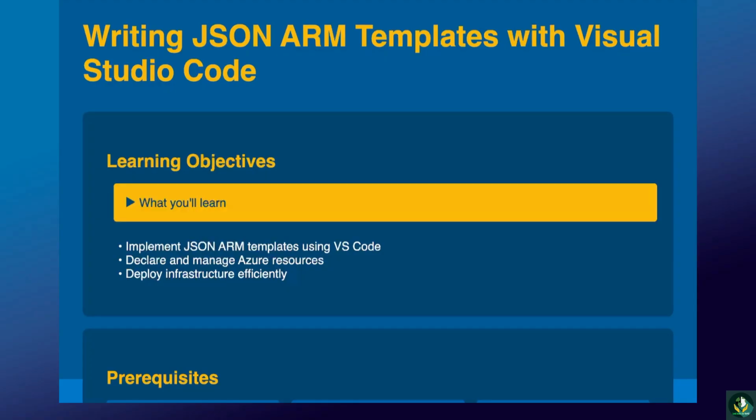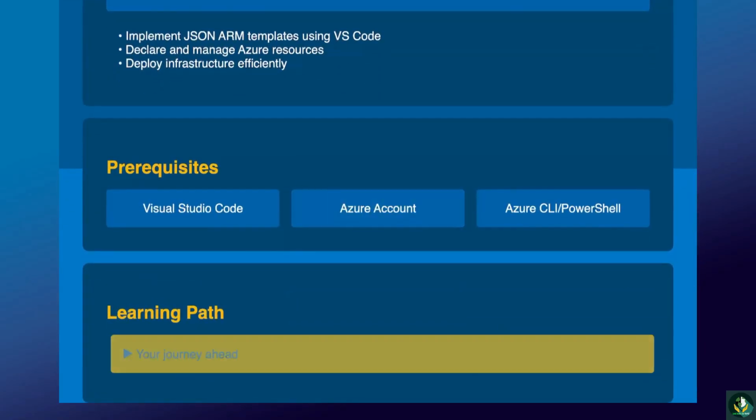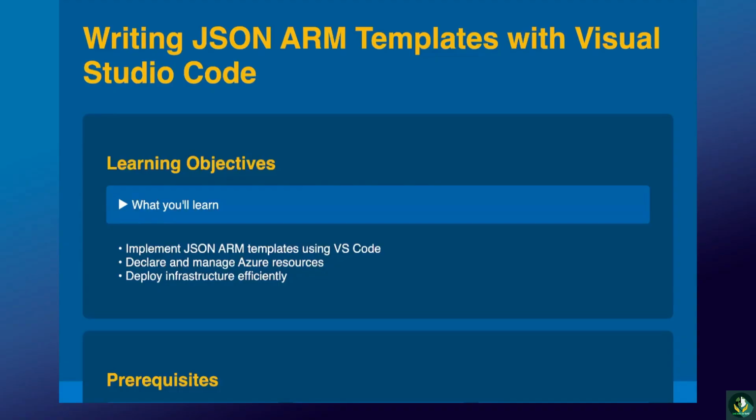And we'll start looking at learning objectives for this module. So by the end of this module, you'll be able to implement a JSON ARM template using Visual Studio Code, leveraging its powerful editing and validation features. You'll be able to declare resources in your template, adding flexibility by incorporating parameters and outputs to customize deployments. And of course, these skills will enable you to deploy infrastructure to Azure in a repeatable and efficient manner.